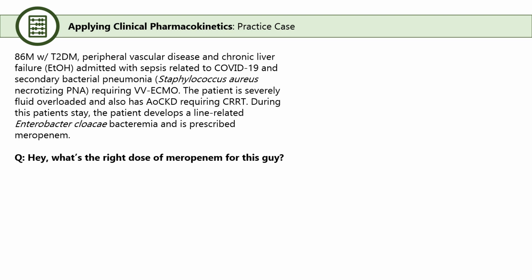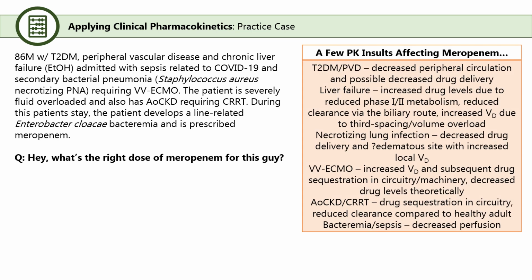So a question I might get asked actually in real life is, hey, what is the right dose of meropenem in this guy? So let's just look at a few PK insults that I could track that could affect this patient's serum concentrations of meropenem. So, for example, the type 2 diabetes and peripheral vascular disease are decreasing peripheral circulation, perhaps reducing drug delivery. The patient has liver failure, which might increase drug levels because of reduced phase 1 and 2 metabolism, reduced clearance via the biliary route, and an increased volume of distribution due to third spacing. The necrotizing lung infection itself might reduce drug delivery and might cause local edema and an increased volume of distribution, so on and so forth.